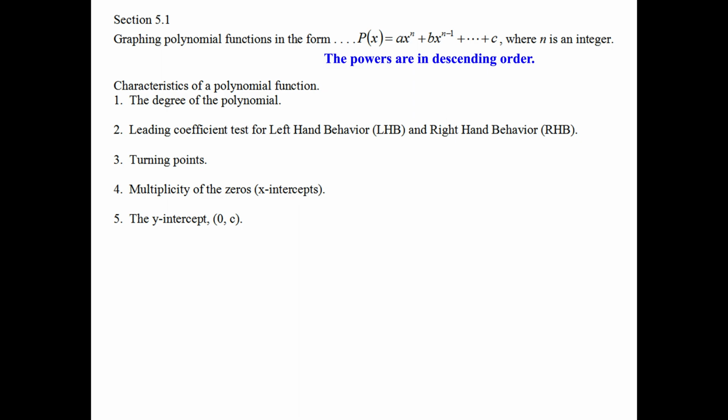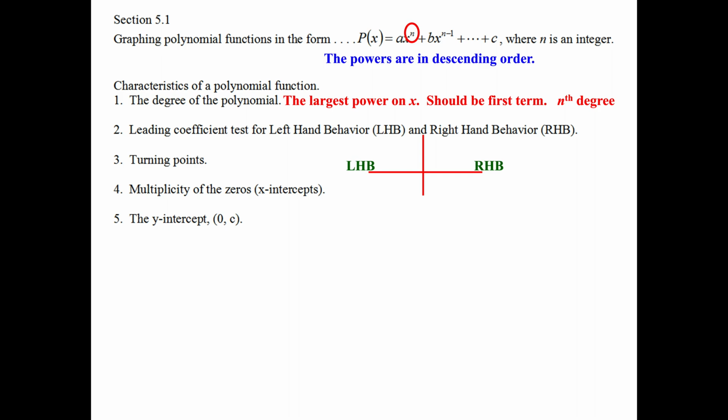So characteristics of our polynomial function is we're going to be talking about the degree of the polynomial. This is the largest power on x. If we put your terms in descending order, then this should be from your first term. So we call it an nth degree. Next, we're going to use the leading coefficient test to determine the left and right hand behaviors.